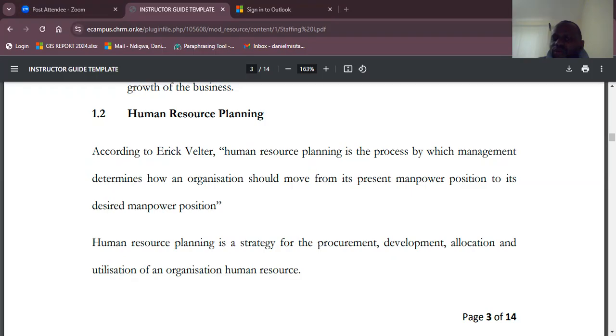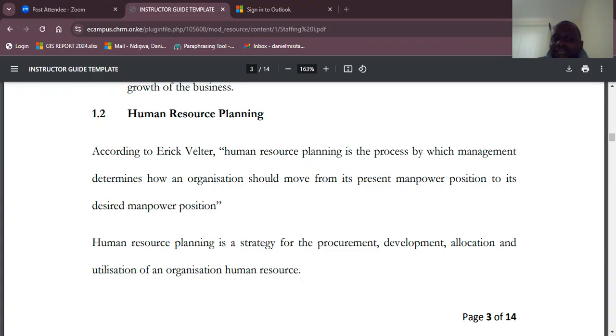So the work of human resource planning is to understand the gaps that are present in the manpower and try to fill those gaps so that at the end of the day, they will have what is called the desired manpower in the organization. So human resource planning is a strategy for the procurement, development, allocation, and utilization of an organization's human resource.